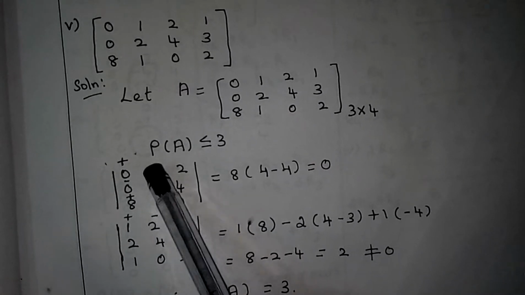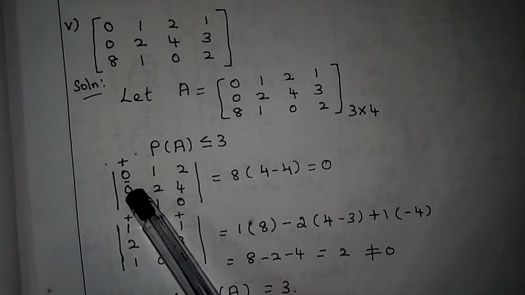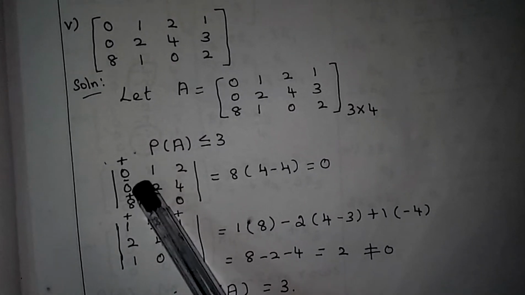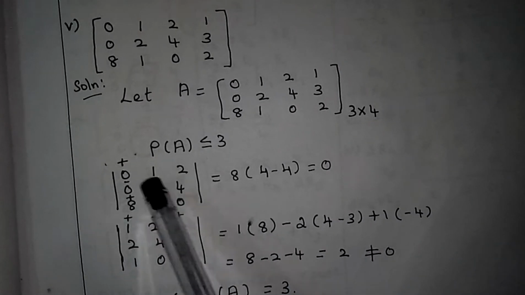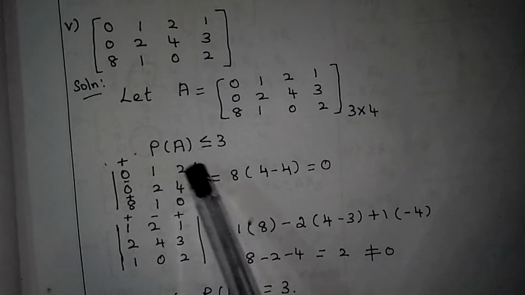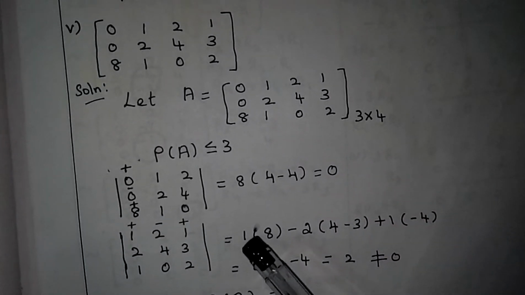So you can expand along the first column, it will be easy for you. The sign will be plus minus plus. Since these 2 terms are 0, you don't want to include that. So 8 into, leave this last row and first column. It is 4 minus 4, it is becoming 0. So we have to try for the next 3 by 3 determinant.